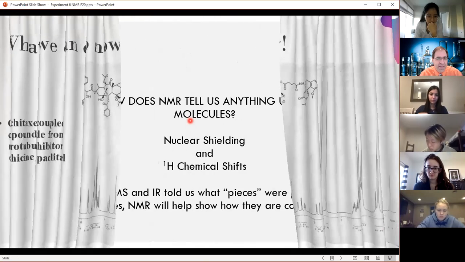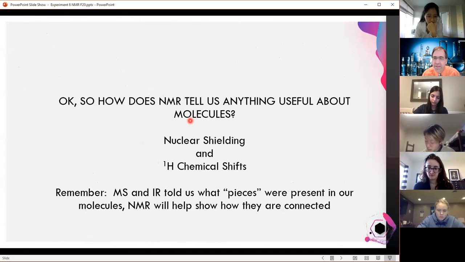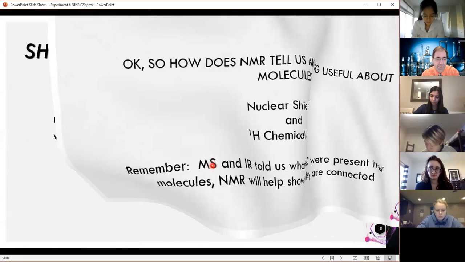So how does the NMR tell us anything useful? I said there's something about energy, but how does that energy get us to structure? Because ultimately we want to look at a spectrum and come up with a structure. So how do we do that? Well, as I mentioned already, mass spec and IR tell us about the pieces, but NMR will help show how they're connected. And we do that by looking at the nuclear shielding and the shifts here.